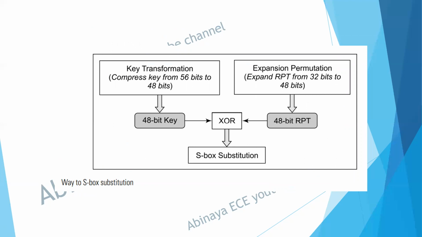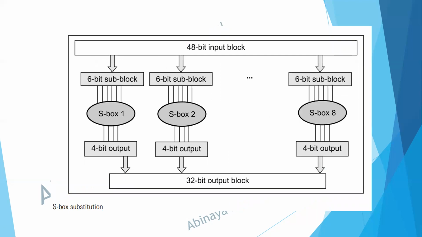S-box substitution. S-box substitution is a process that accepts the 48-bit input from the XOR operation involving the compressed key and expanded RPT, and produces a 32-bit output using the substitution technique. The substitution is performed by 8 substitution boxes. Each of the 8 S-boxes has a 6-bit input and a 4-bit output. So the 48-bit input block is divided into 8 sub-blocks, and each sub-block is given to an S-box. The S-box transforms the 6-bit input into a 4-bit output. This diagram, this figure, depicts the S-box substitution.